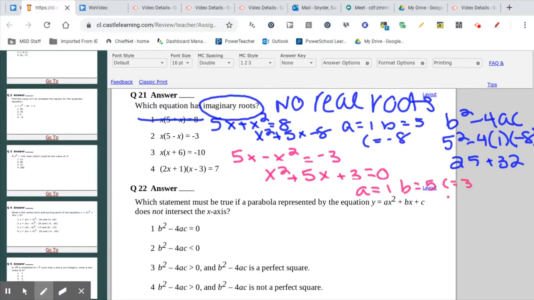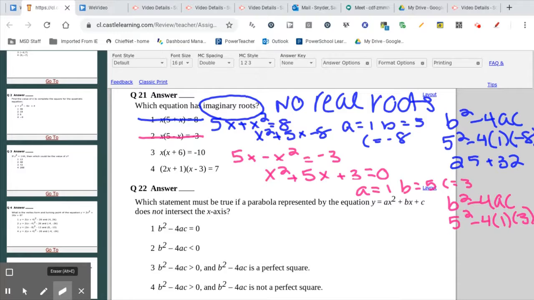b squared minus 4ac. 5 squared minus 4 times 1 times 3. Again, not going to give us a negative number, so I'm going to cross that one out. I'm going to erase a lot of this because I need more room, so just bear with me.